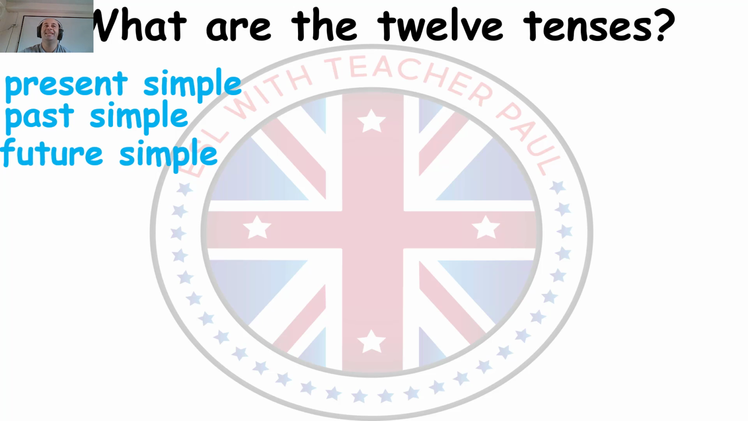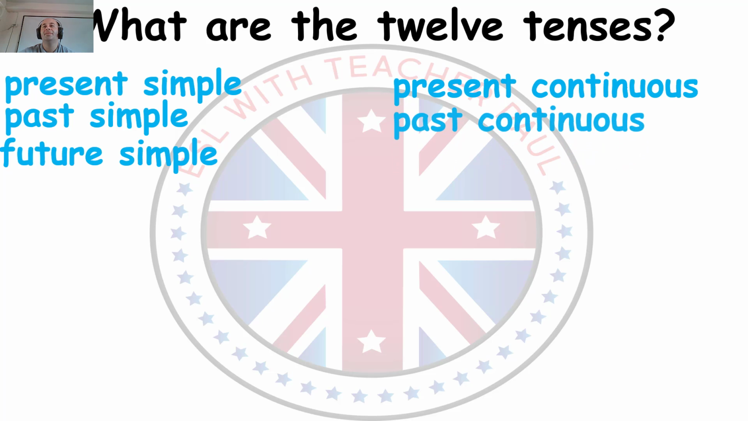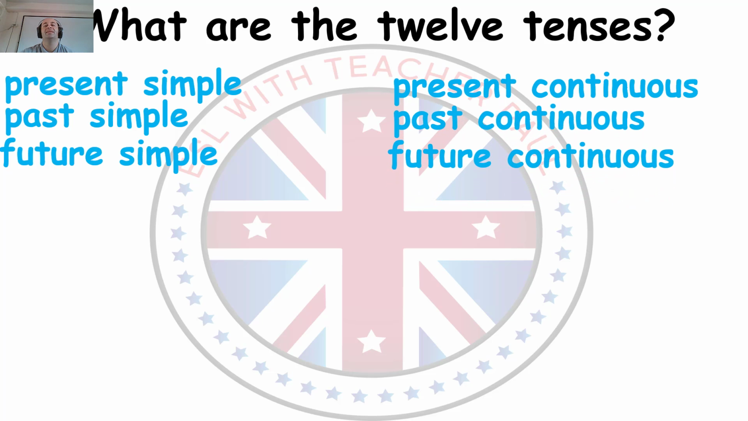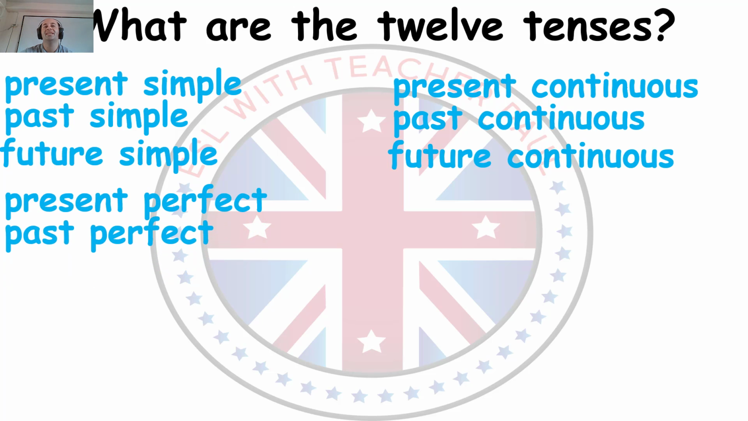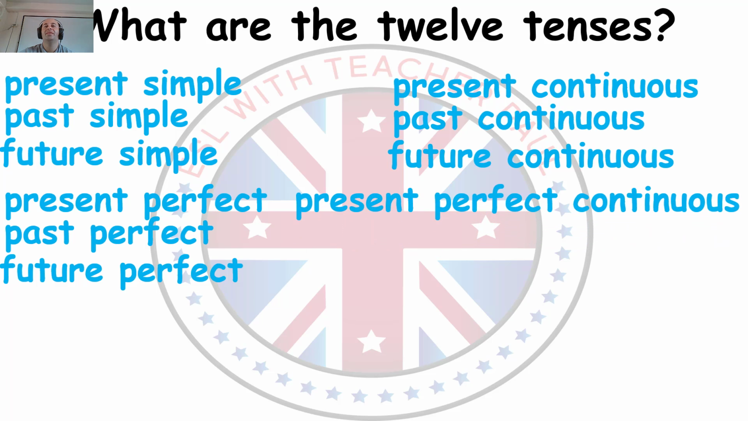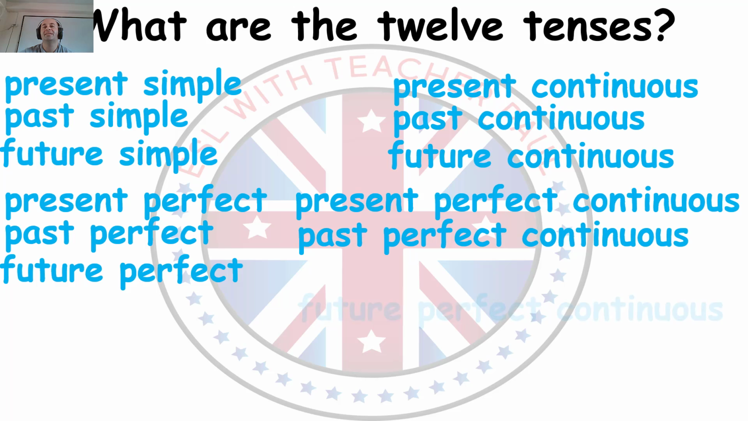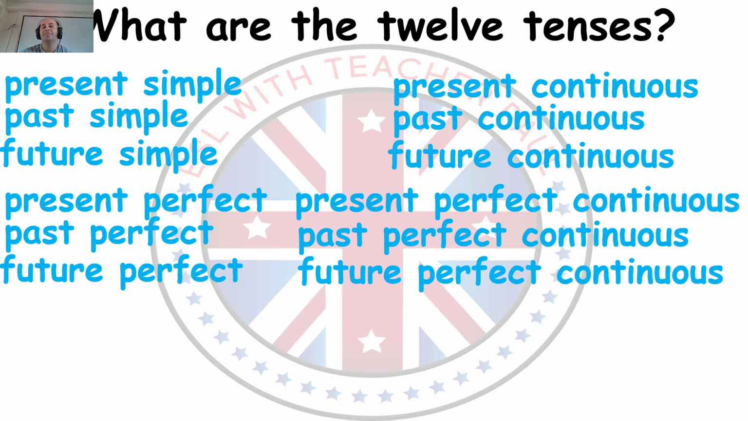These tenses are very easy, students know them very well, and the form is very simple too. And then we have the continuous tenses: present continuous, past continuous, future continuous. Sometimes they are called progressive. Present progressive, past progressive, and future progressive, depending on how you were taught. But they are the same. The perfect tenses: present perfect, past perfect, and future perfect. And last one, the perfect continuous tenses: present perfect continuous, past perfect continuous, and future perfect continuous.